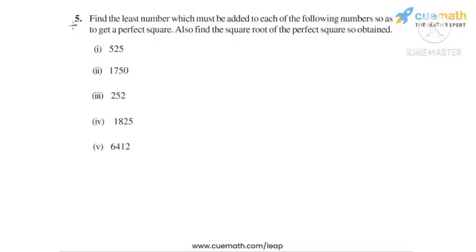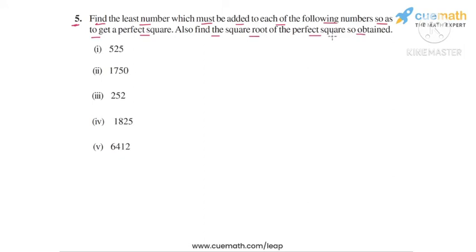Now in question 5 of this exercise, we have to find the least number which must be added to each of the following numbers so as to get a perfect square. So each of these 5 numbers that you see here is not a perfect square, and we have to find the smallest number we can add to each number so that we get a perfect square. And then we also have to find the square root of the perfect square so obtained in each case.